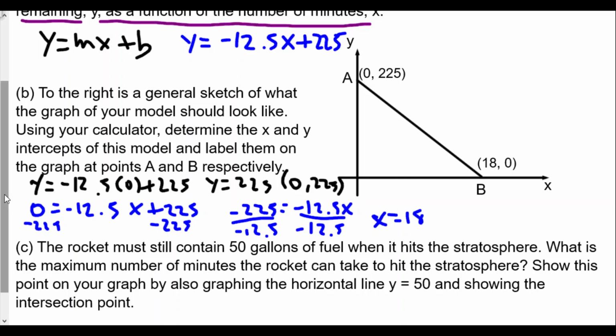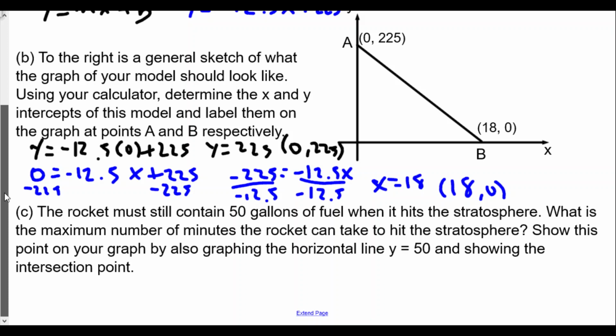Okay, so here we go. Determine x and y intercepts. We did that. Our y intercept was 225. Our x intercept was going to be 18. So again, we got the coordinate here of 18, 0. Should have written it down first before I typed it, but it's okay though. All right, so those are the two coordinates on the graph.